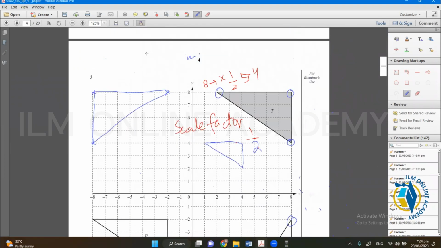What does the scale factor half mean? That the magnitude of each side of the triangle T would be half. Take the distance. If we see there are 3 corners of the triangle, these 3. If it is 2 blocks apart, it would be half, means 1. If it's 4 blocks apart, it would be half, it's 2. And if it's 1, 2, 3, 4, 5, 6, it's 6 blocks, so it would be half.